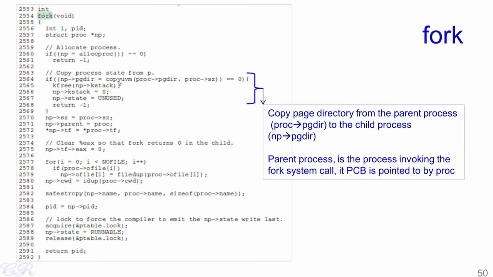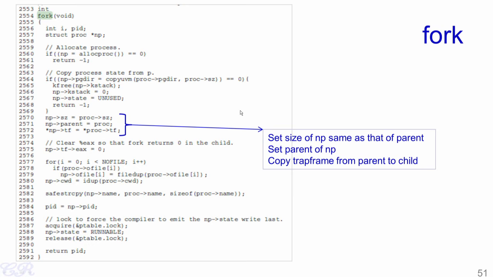We will see this particular function in detail in a later slide, but for now notice that if this function fails, then everything is reverted. First, the kernel stack which had been allocated previously in allocproc gets freed, and the value of np->kstack is set to 0, and the state is set to UNUSED again. Remember that allocproc had set the state to EMBRYO. Now over here the state is set to UNUSED. Then fork is going to return -1. This -1 is sent back to the user process, that is the process which had invoked fork.